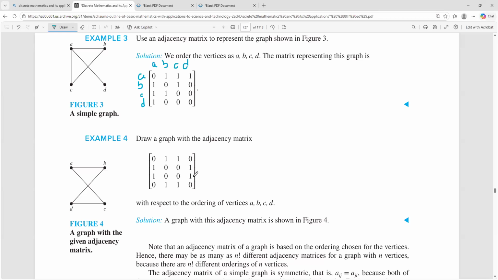Okay? So here we have, once again, A, B, C, D, and we have A, B, C, D. Okay? Give me 1 second, everyone.